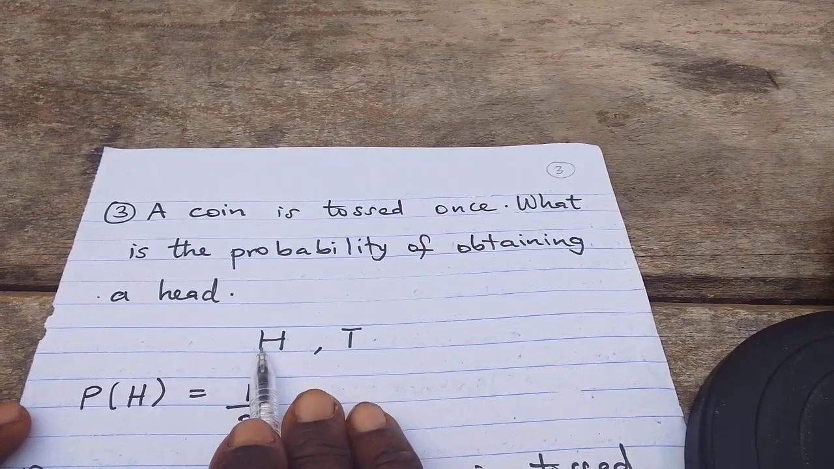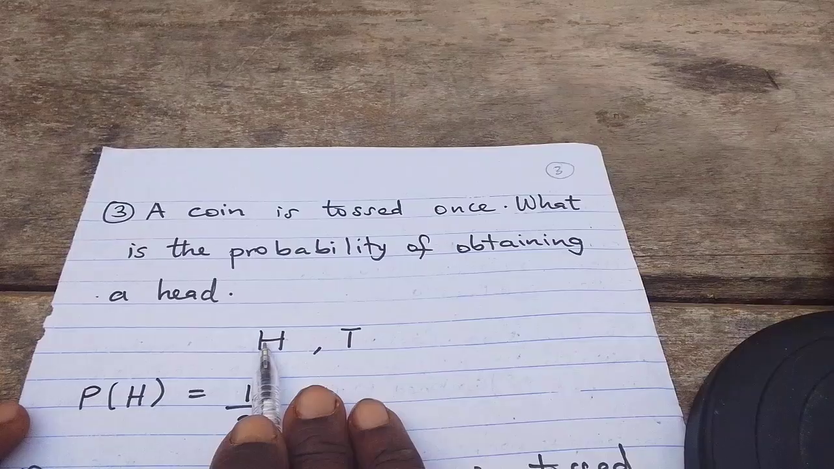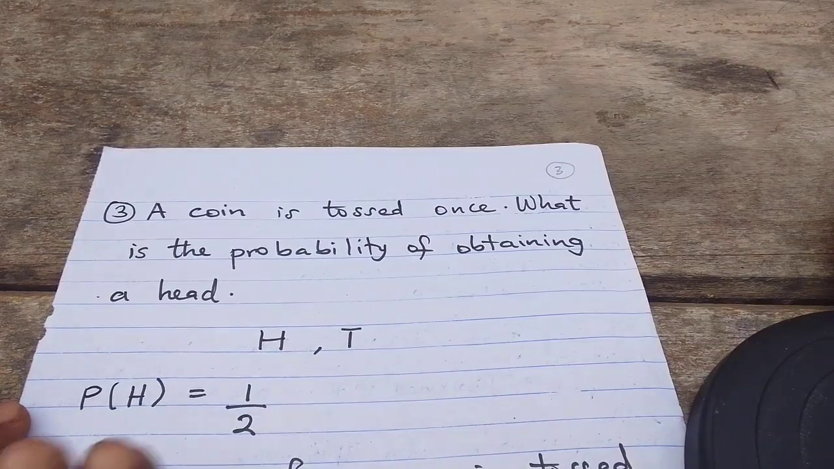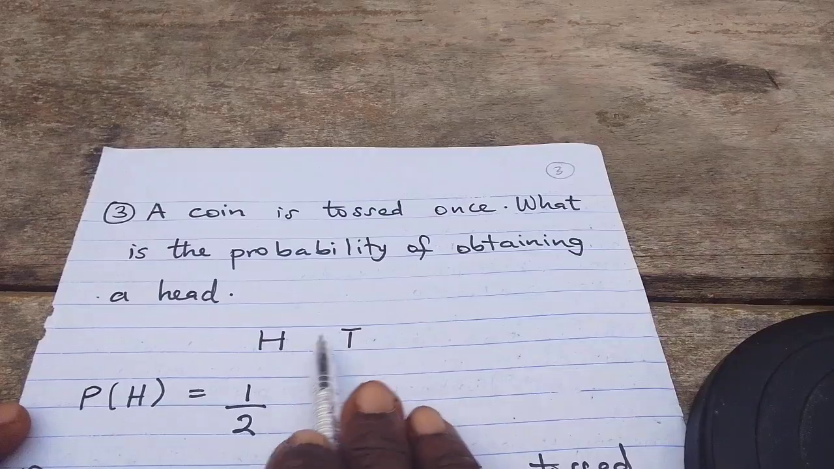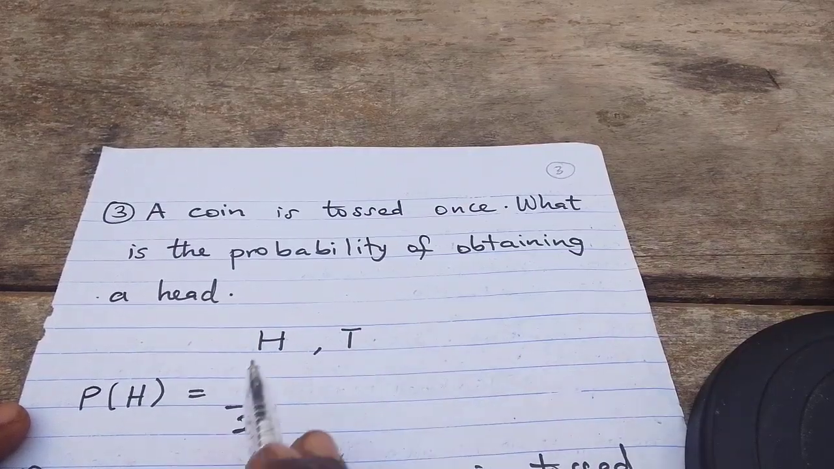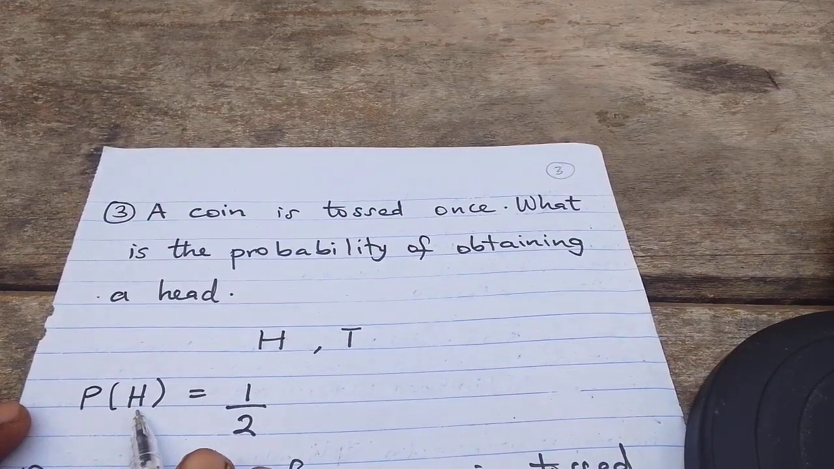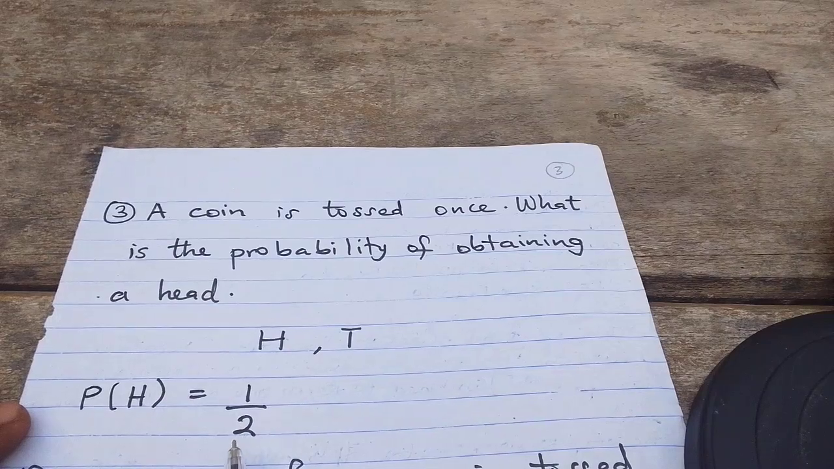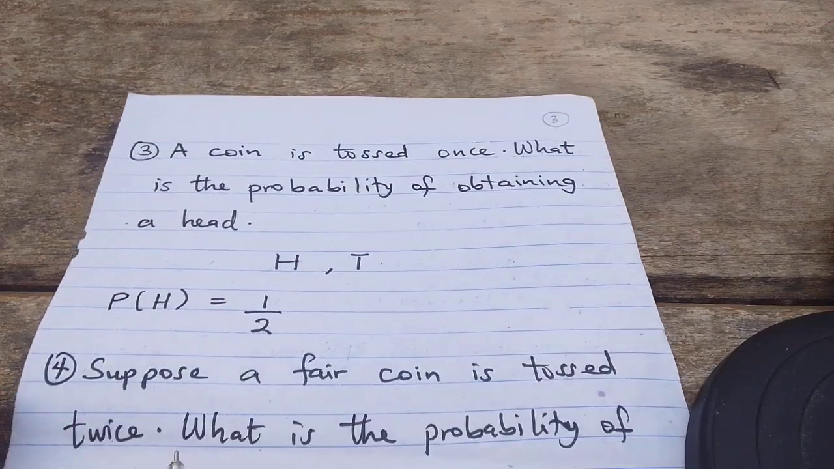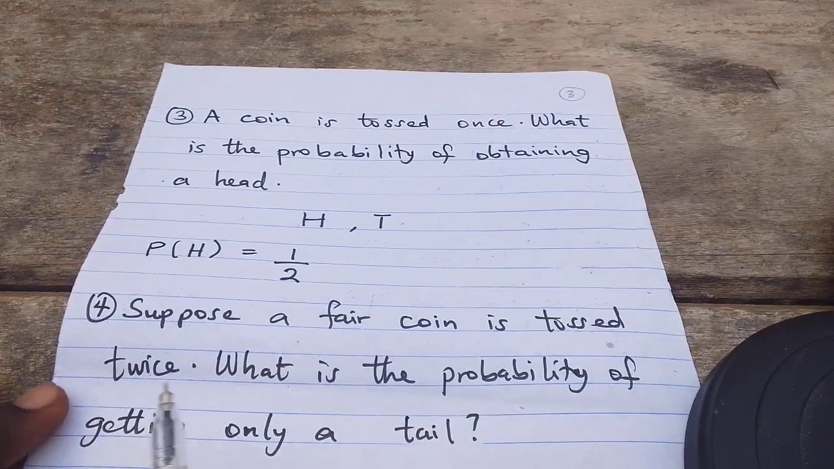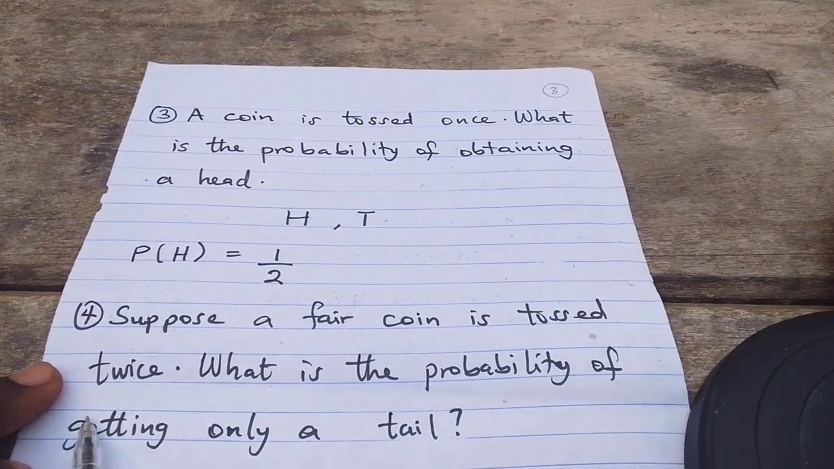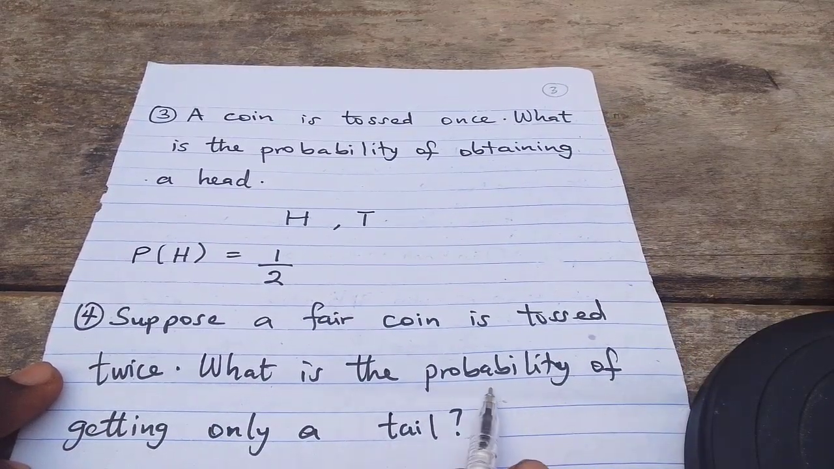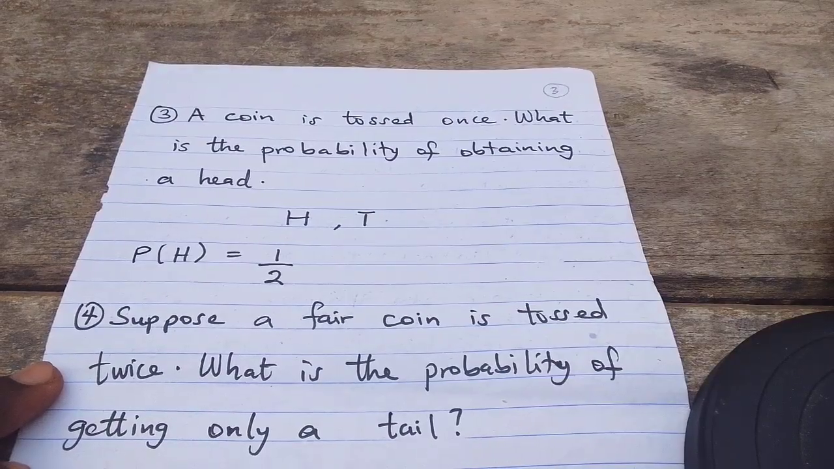Normally, how many heads do we have? One head. So that means 1 over the total number of outcomes here, which is 2. So the probability of getting the head will be 1 over 2. Now let's look at this example. Suppose a fair coin is tossed twice. What is the probability of getting only a tail?